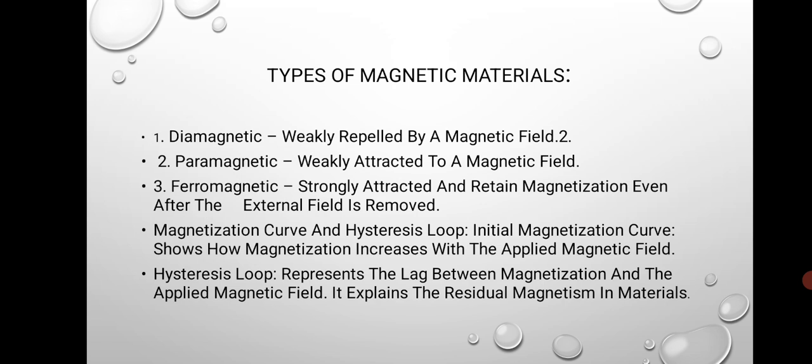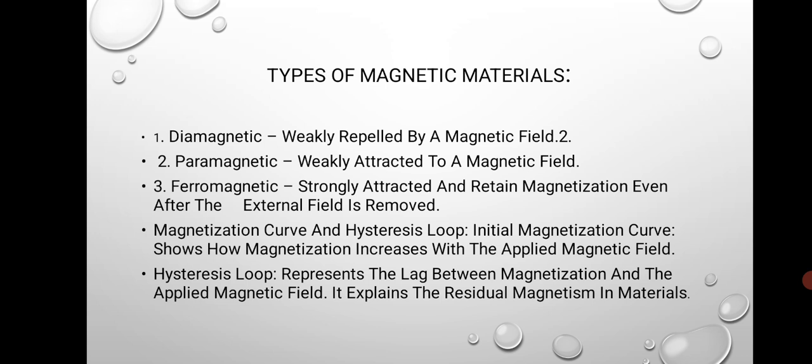Here are the types of magnetic materials. There are three types of magnetic material. First is diamagnetic, second is paramagnetic, and third is ferromagnetic. Diamagnetic materials are weakly repelled by a magnetic field. Paramagnetic materials are weakly attracted to a magnetic field. Ferromagnetic materials are strongly attracted and retain magnetization even after the external field is removed.